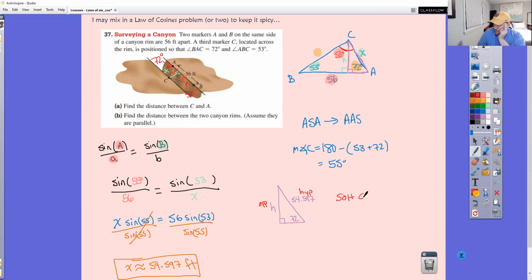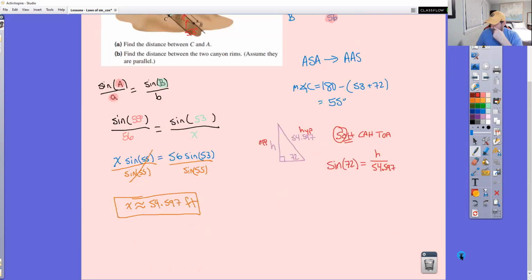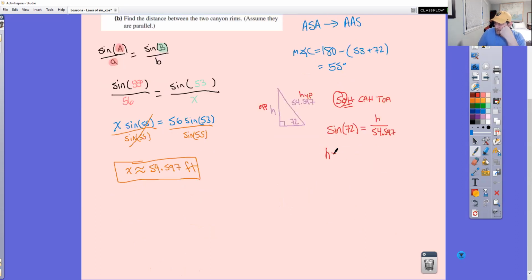So given SOHCAHTOA as a mnemonic device, we know that of sine, cosine, and tangent, the trigonometric function that involves opposite and hypotenuse is sine, of course. So we can set up an equation where the sine of 72 is equal to the height of the triangle divided by the hypotenuse, which is 54.597. So we just multiply both sides by 54.597 and we get our answer. So h is going to be 54.597 times the sine of 72.